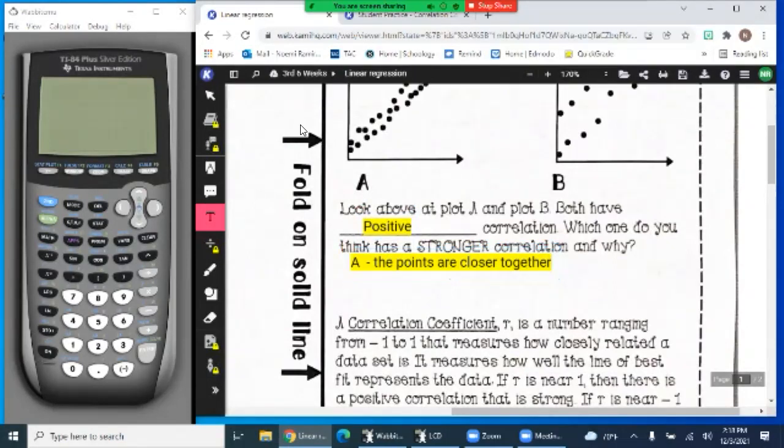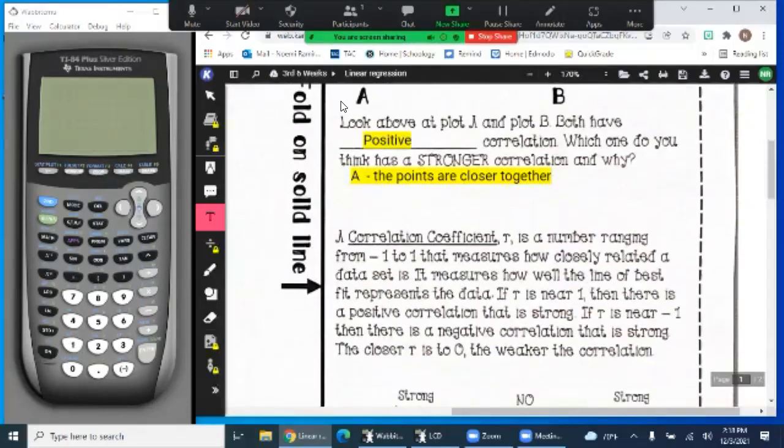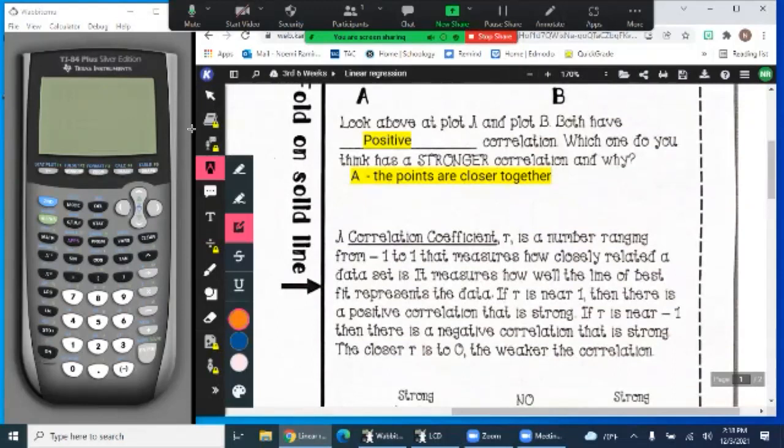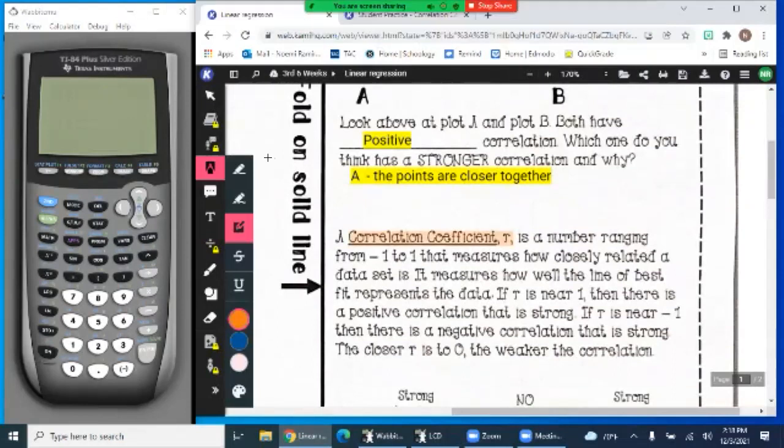There it goes. The points are closer together. Remember, the closer you are, the stronger your relationship is. The farther apart, the more problems, the weaker the relationship is. So another thing that we talked about, just a quick overview. Correlation coefficient, we have a new variable. That variable is R. It doesn't come up in a formula or anything, but you do need to know that that is what represents the correlation coefficient.